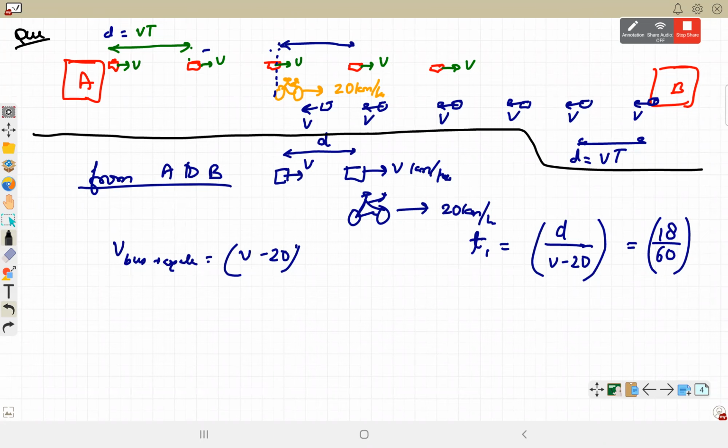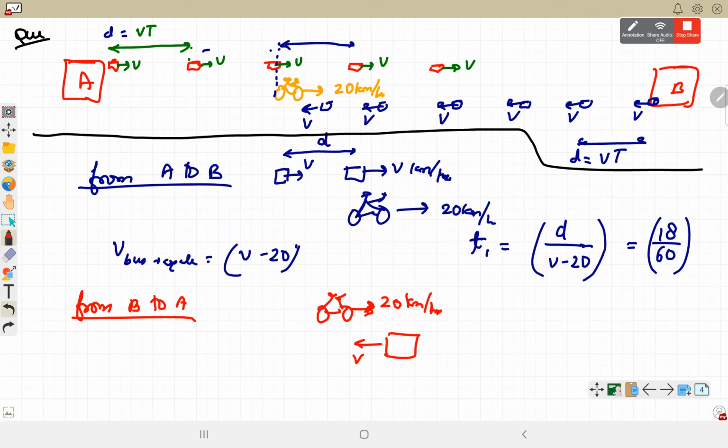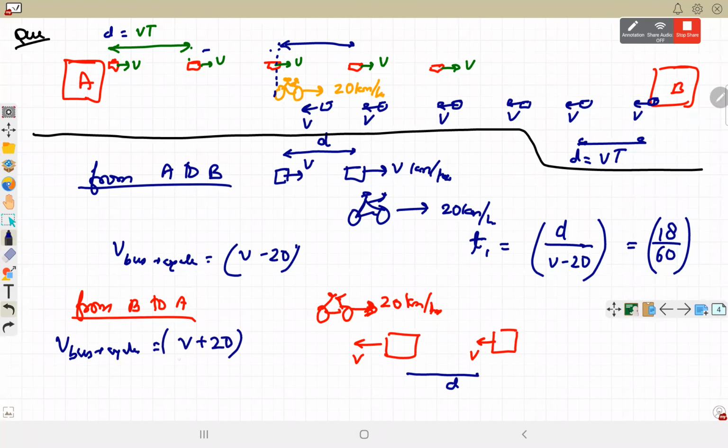So for the motion from B to A, the other buses coming from the opposite direction, their relative velocity will be added, because the cyclist velocity is 20 km/h and a bus is moving in the opposite direction. So V plus 20. That's the distance between any two buses. Opposite direction velocity of bus with respect to cycle, in opposite direction relative velocity gets added. So time taken will be d divided by v plus 20, and that is equal to how much?